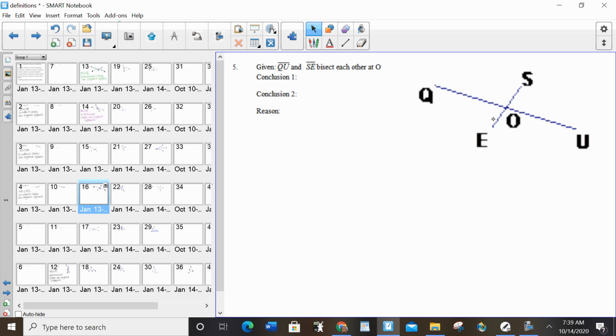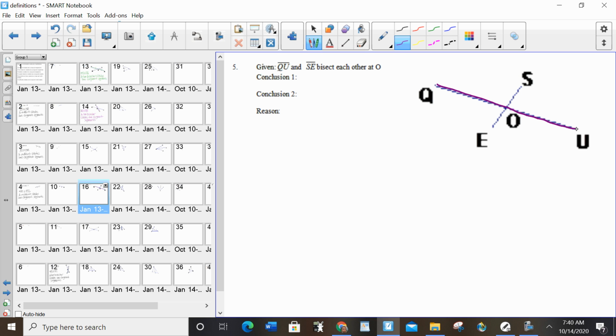So if Schlansky and a student punch each other, who gets punched? Well, both of us get punched. If me and a student bisect each other, who's being bisected? Well, both of us. If QU and SE bisect each other, what's being bisected? Both of them. So there's going to be two conclusions. If QU and SE bisect each other, well, for starters, QU is being bisected.